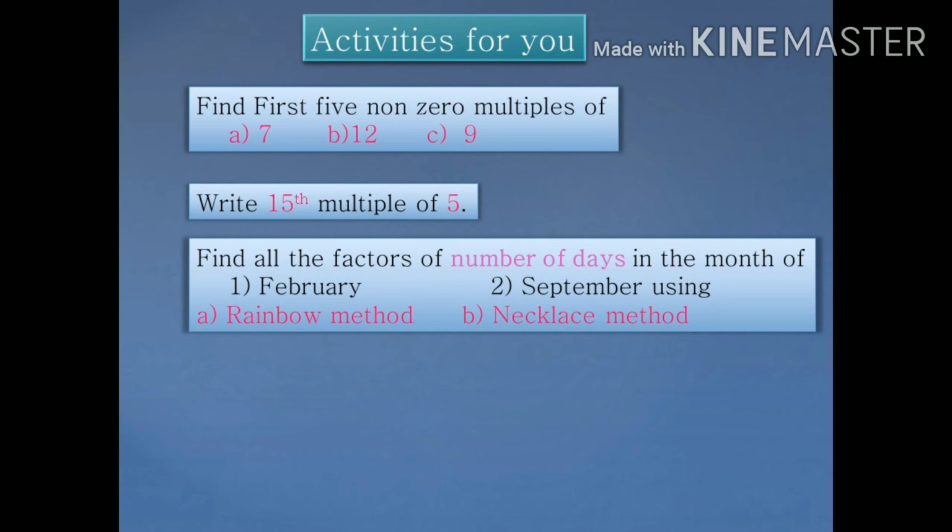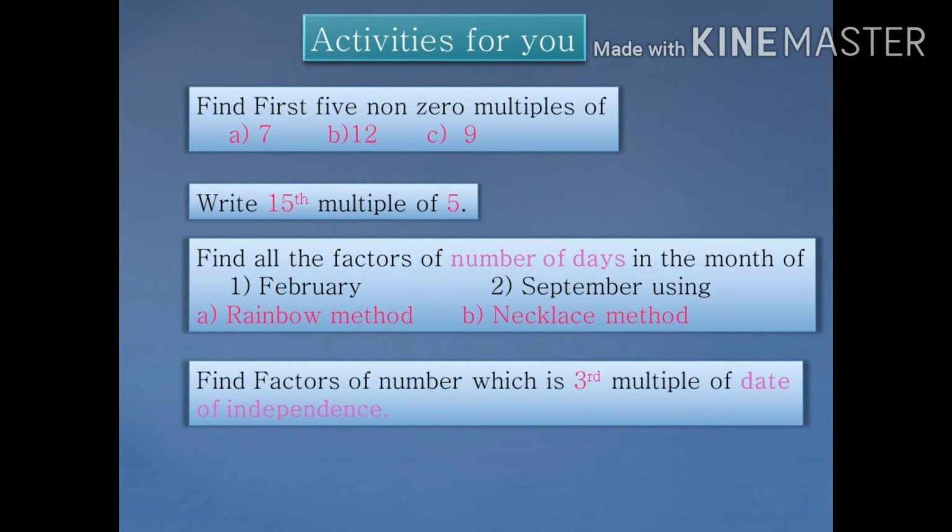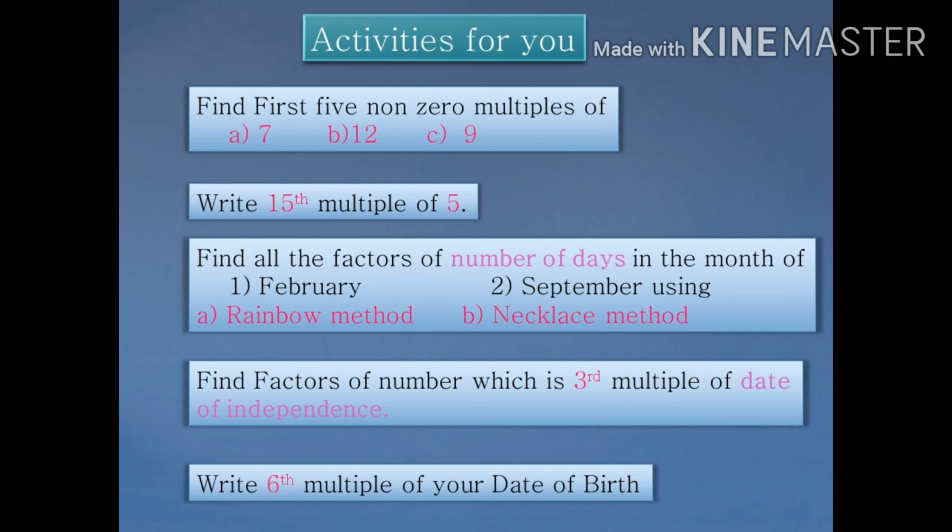Find all the factors of number of days in the month of February and September using rainbow method and necklace method. Find factors of number which is third multiple of date of independence. Write 6th multiple of your date of birth.